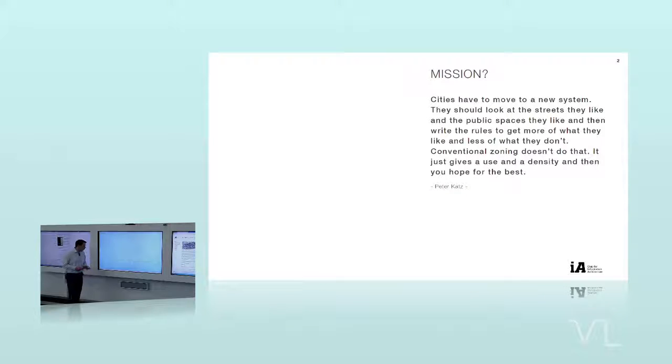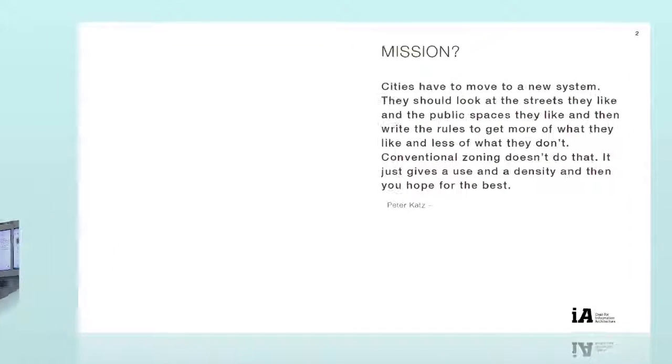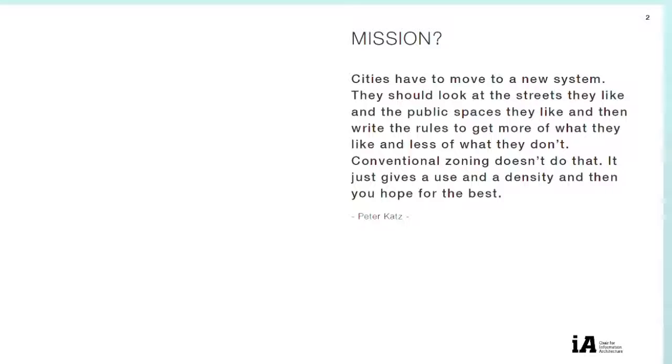So this is one guy of the new urbanism here, Peter Katz, one of the inventors of new urbanism. He said: cities have to move to a new system. They should look at the streets they like and the public spaces they like, and then write the rules to get more of what they like and less of what they don't. Conventional zoning doesn't do that. It just gives a use and a density, and then you hope for the best.